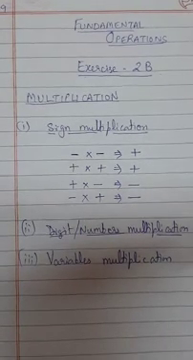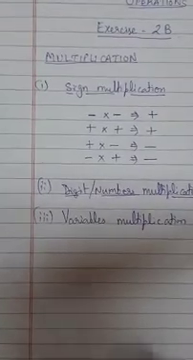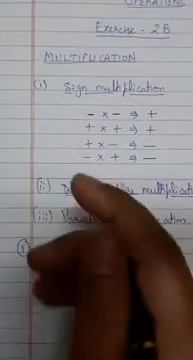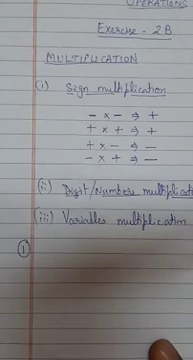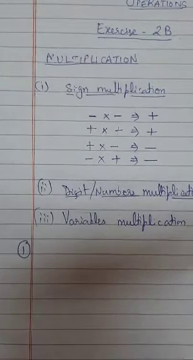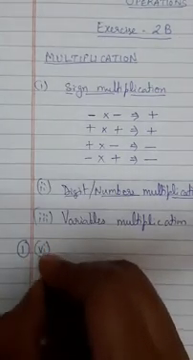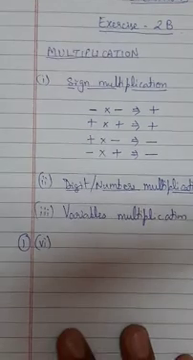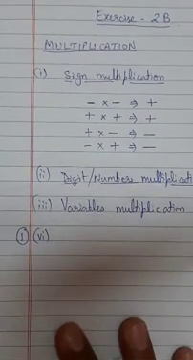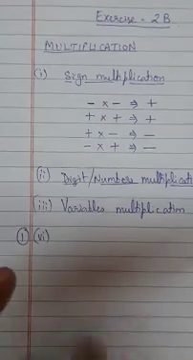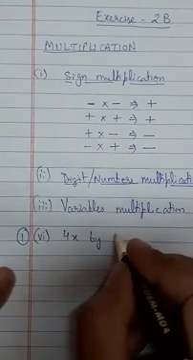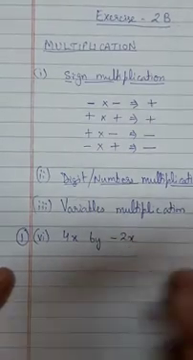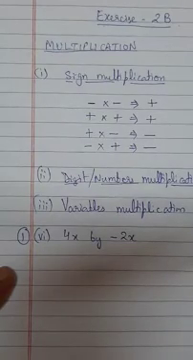So let us actually start with the exercise now. We are going to begin with question number 1. In question number 1, we have been given a number of different parts and we are going to do specific parts out of it. Let us do the sixth part of this question. In this part, they are saying that we have to multiply 4x by minus 2x. So we have to perform multiplication on these two terms.